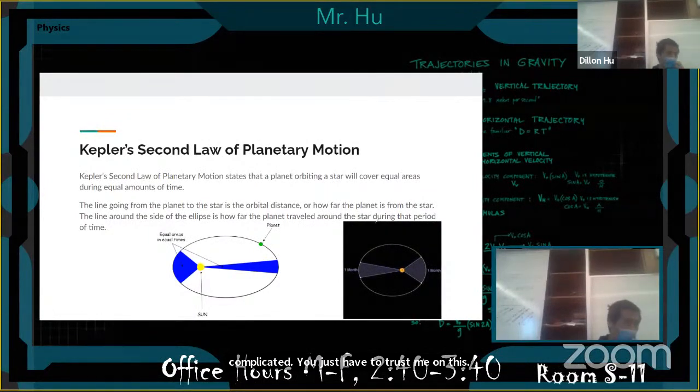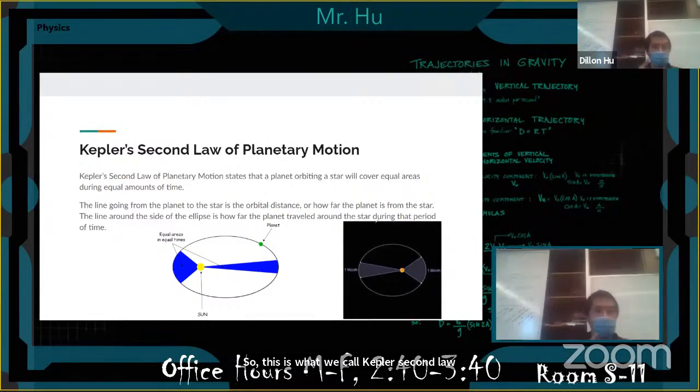This is what we call Kepler's second law of planetary motion. This relates to how much area a planet is covering as it goes around a star. The law states that a planet orbiting a star will cover equal amounts of area during equal amounts of time.